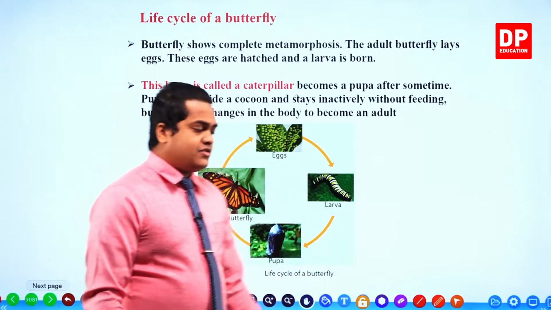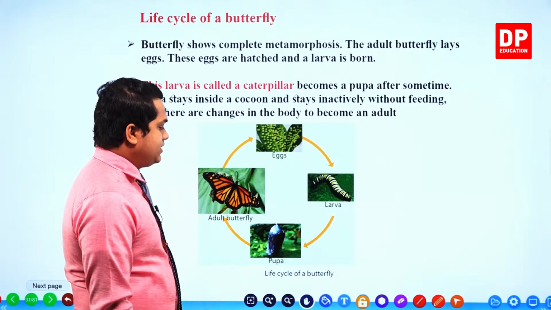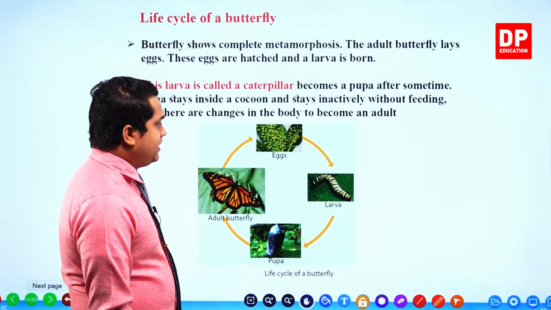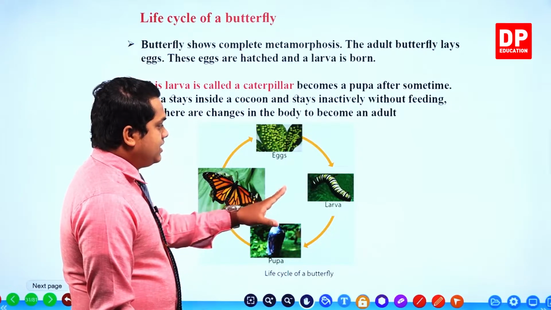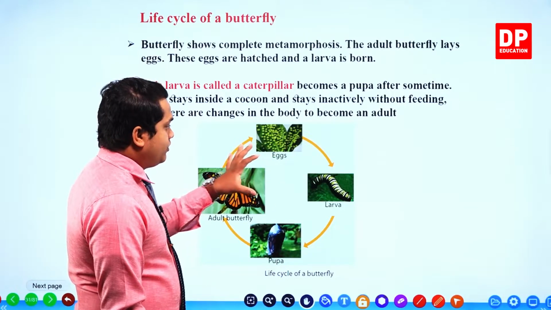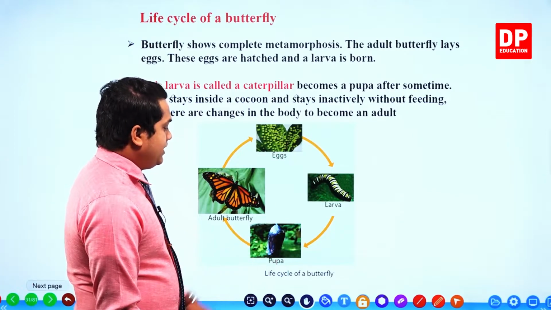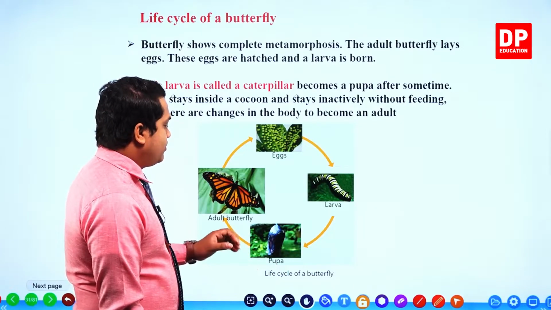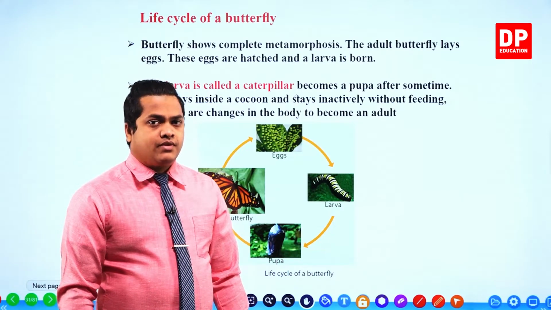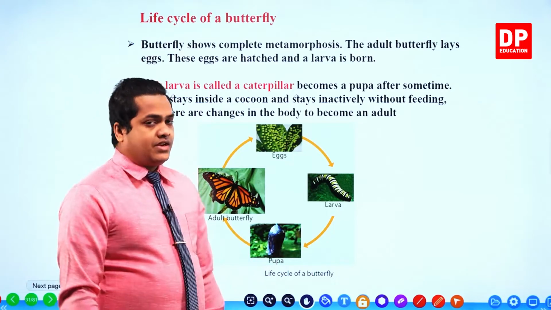So those 4 stages can be defined as eggs, larva, pupa, and the adult butterfly. So eggs, the adult butterfly lays eggs on the plants. Then the larva or the caterpillar coming out is going to feed on these tender leaves, then creating a pupal stage, a cocoon like this. Then the cocoon is getting burst out to produce a good and a beautiful adult butterfly. So this is how the life cycle of a butterfly works, my dear children.